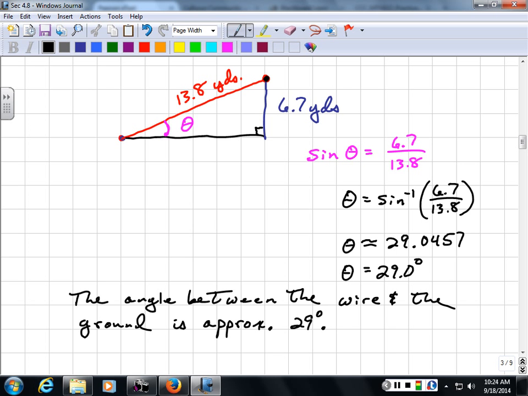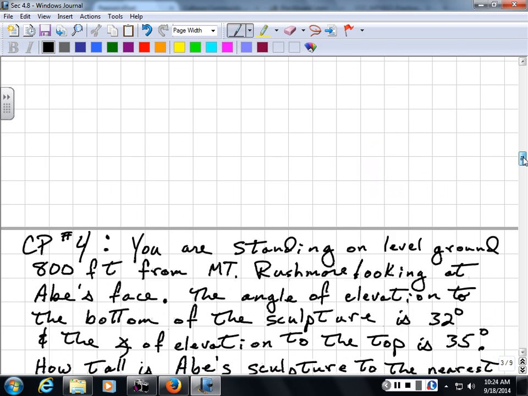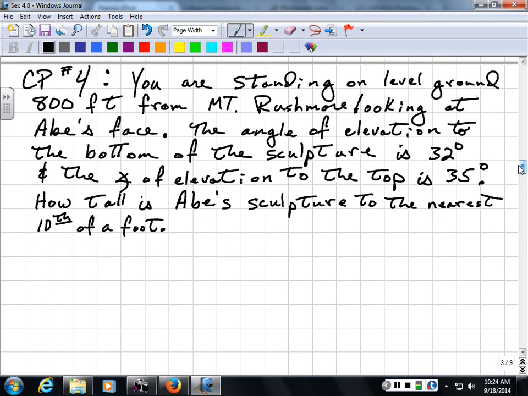Now comes the fun one. You are standing on level ground, 800 feet from Mount Rushmore, looking at Abe's face. The angle of elevation to the bottom of the sculpture is 32 degrees, and the angle of elevation to the top is 35 degrees. How tall is Abe's sculpture to the nearest tenth of a foot?